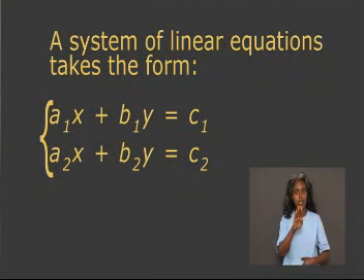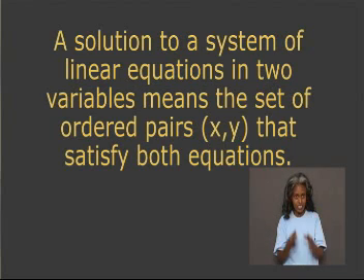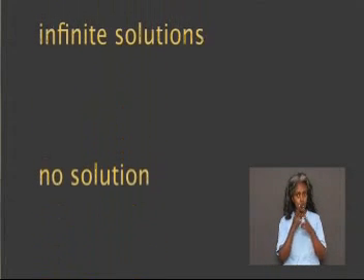a1x plus b1y equals c1, and a2x plus b2y equals c2. As we just determined, a solution to a system of linear equations in two variables means the set of ordered pairs (x, y) that satisfy both equations. Just as linear equations can have one solution, no solution, or infinite solutions, systems of linear equations can have one solution, no solution, or infinite solutions.